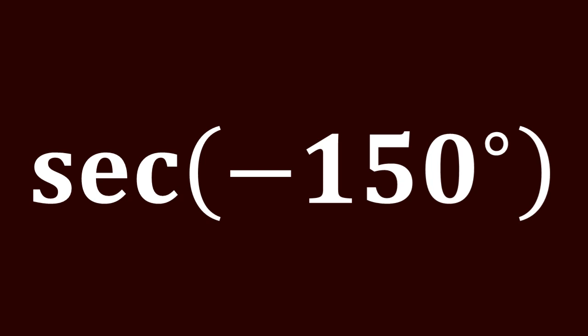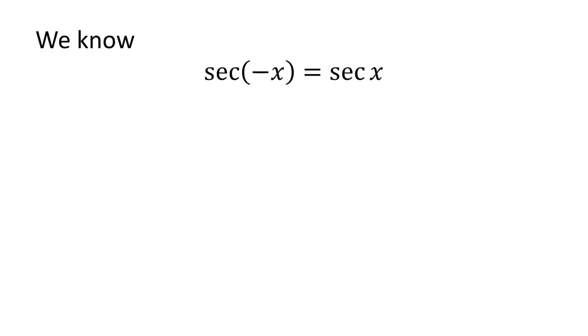In this video, we will learn to find the value of secant of minus 150 degree. As we know, the trigonometry identity secant of minus x is equal to secant of x. The video explaining how to derive this identity is appearing in the upper right corner. Also, the URL address of the video has been mentioned in the description section.